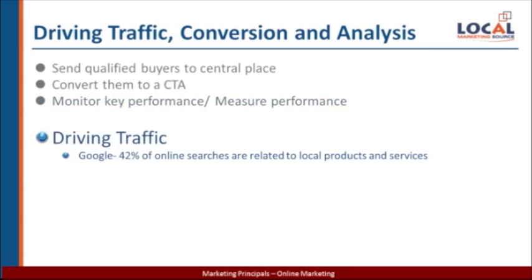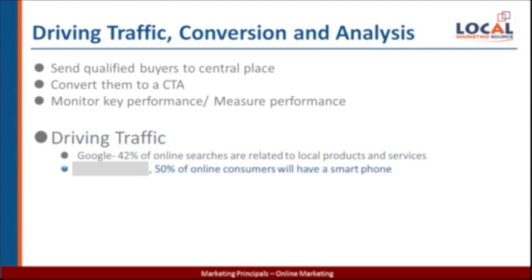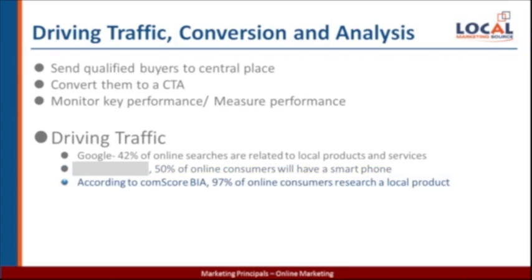According to Google, 42% of online searches are related to local products and services. 50% of cell phone users in the United States will have a smartphone. And according to ComScore BIA, 97% of online consumers research a local product or service online prior to making a purchase. And 80% of consumers are online, at least in the United States. In some countries, it's more.